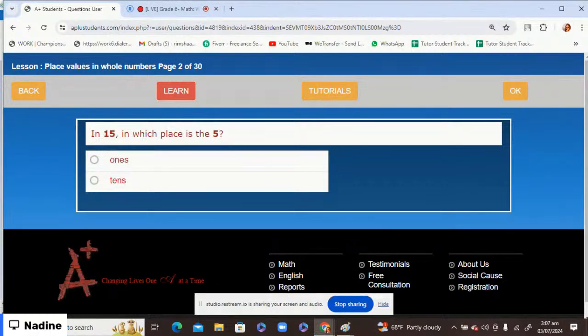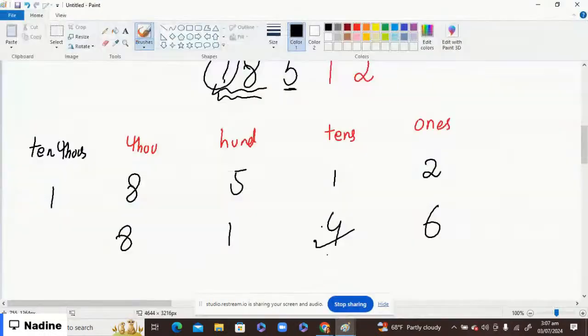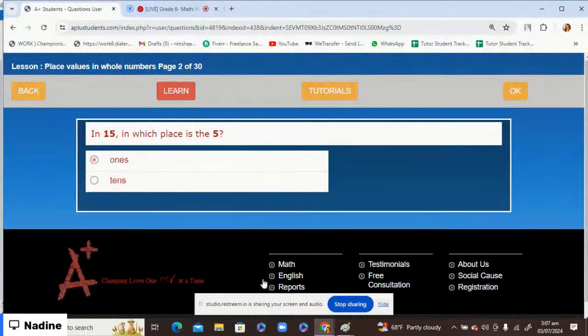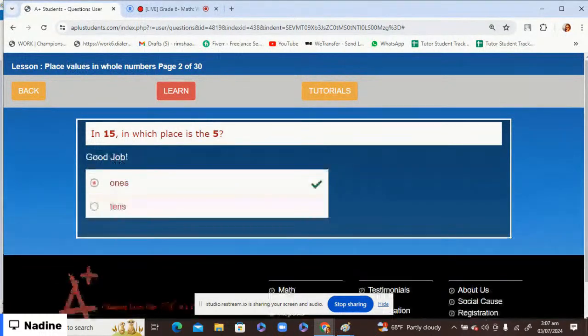Okay, now let's do this one. In 15, in which place is 5? Let's write 15 here. There is 1, there is 5. 15, 5 is in ones place. So check, is there any ones place? Yes. Option A. We go with it. Okay.